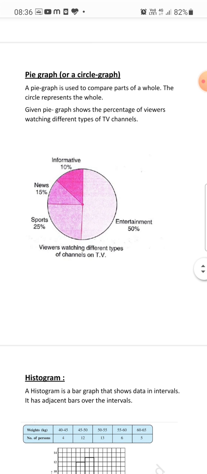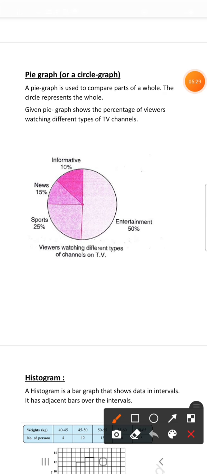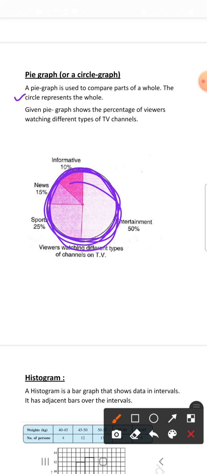Now here pie chart. Pie chart, or we can say pie graph or circle graph, because here we represent the data in the form of a circle. Now a pie graph is used to compare parts of a whole. If it is a whole, I am saying this much are the number of students somewhere and there are some parts of it. So what are these parts showing here?